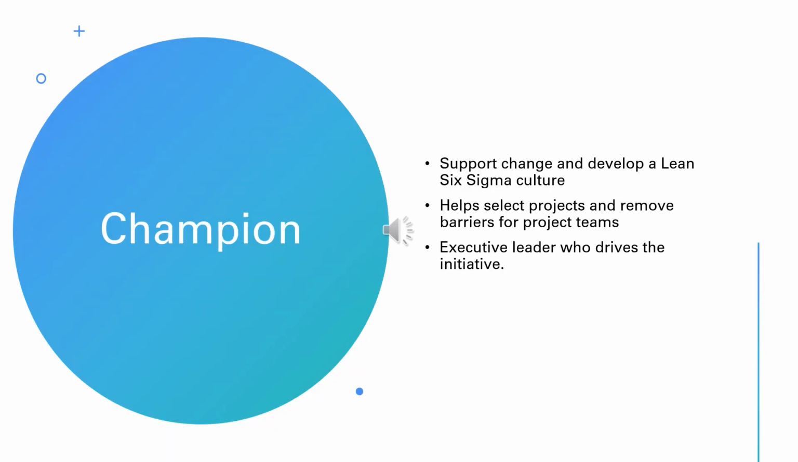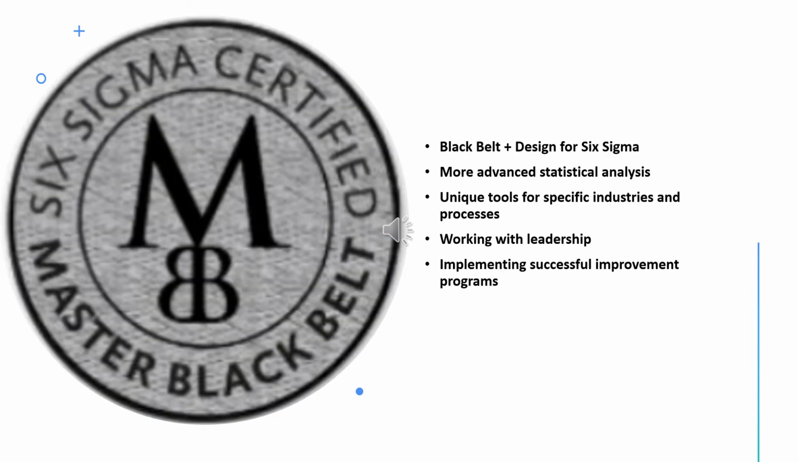The champion belts of Six Sigma are expected to support change and develop a Lean Six Sigma culture. They select the projects and remove barriers for the project team. They're the executive leaders who drive the initiative. The Master Black Belts have more advanced statistical analysis. They use unique tools for specific industries and processes. They work with leadership and they implement successful improvement programs.